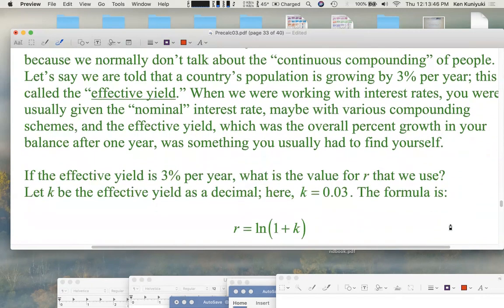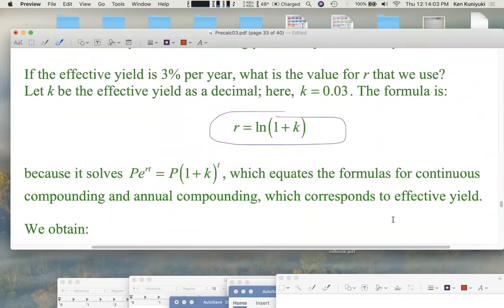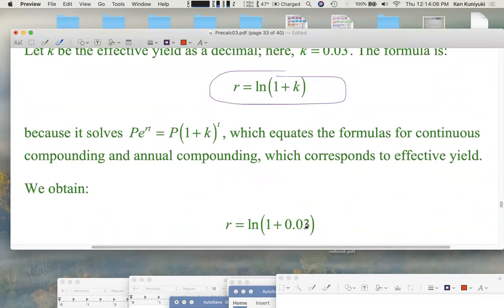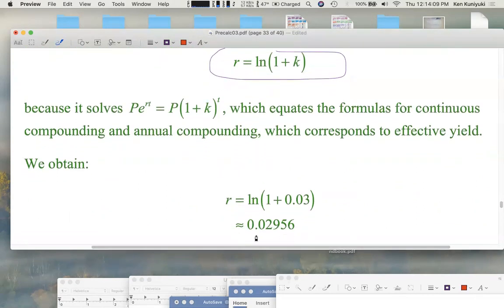So how is R, the growth rate that you use in the formula, like PERT, related to K? It's through this formula. R equals ln of 1 plus K, which people usually don't have to memorize in basic exams. Okay, so if you work out the calculations, when K is 0.03, that means that the value used for R should be not quite 0.03, but 0.02956. But as long as K is small, usually these values are very close. And in a basic pre-calculus lecture, we don't freak out too much about the distinction between K and R. They tend to be very close anyway.